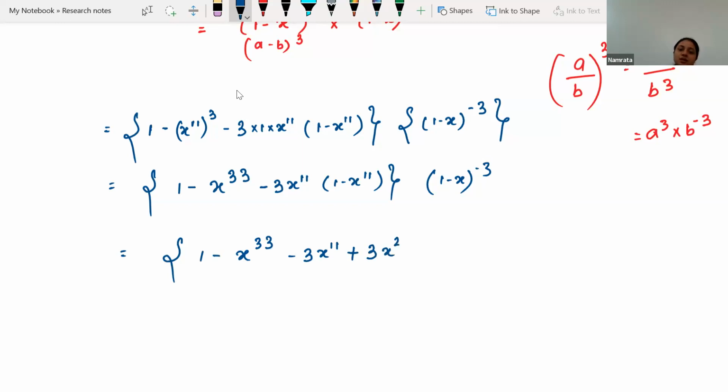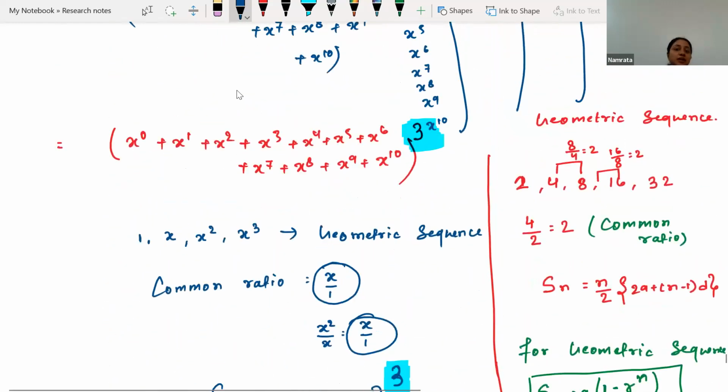11 plus 11, can I say it's 22? Is it clear so far? Here we have to find the coefficient of x to the power 10.